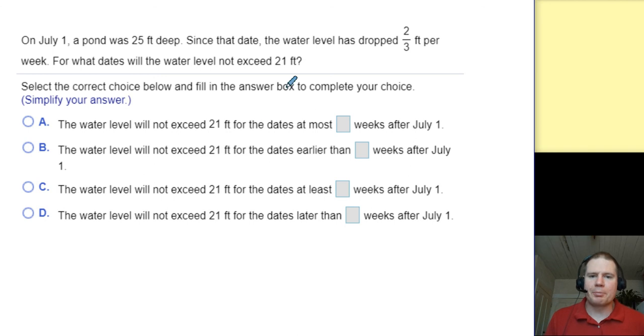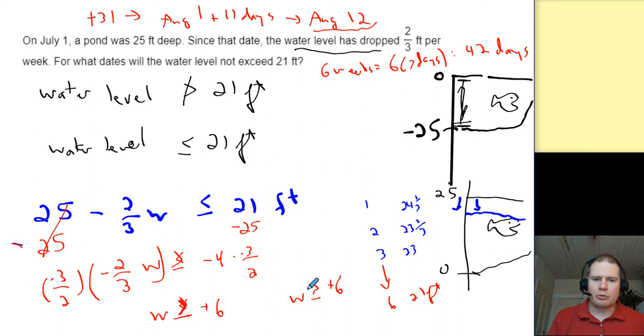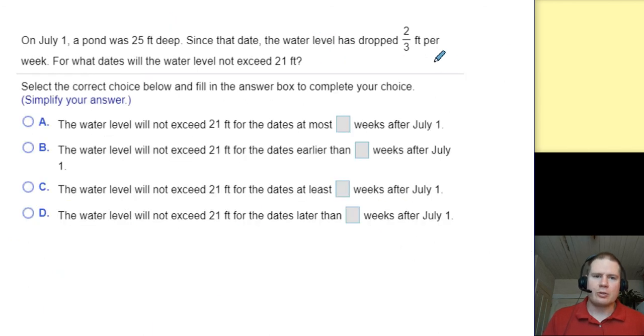Oh, that's lame. I purposely didn't look at this first, but I answered in more detail than they wanted. Right? The water level will not exceed 21 for the dates at most blank weeks after July 1st. Okay, let's get back to here. We're saying W is greater than or equal to 6. So let's just write that here. W is greater than or equal to 6. In order for our conditions to be met, our number of weeks has to be greater than or equal to 6. So the water level will not exceed 21 feet.